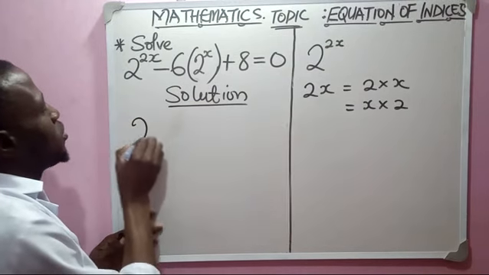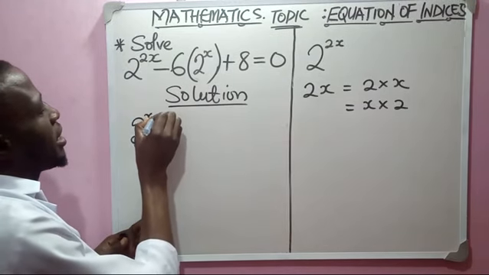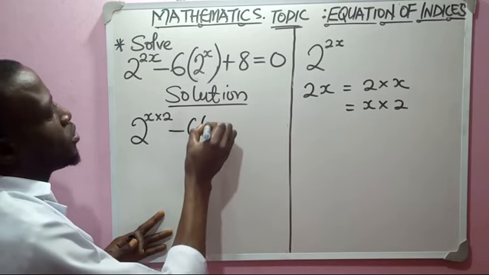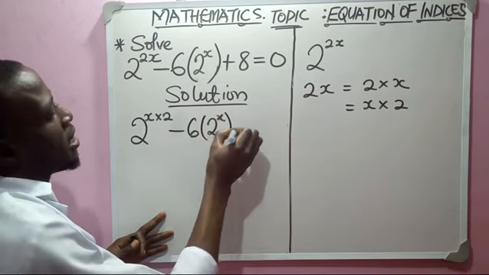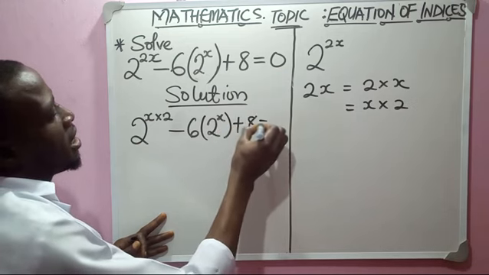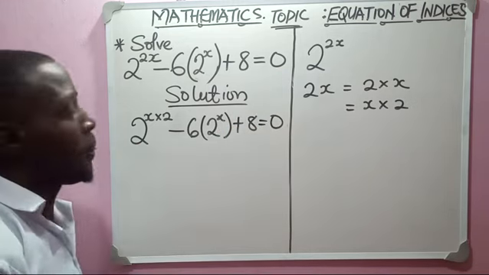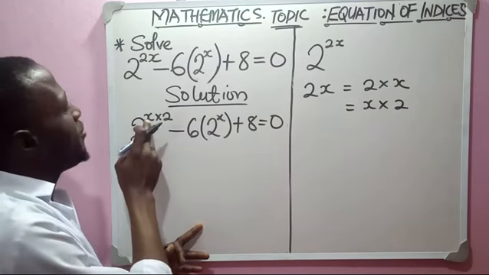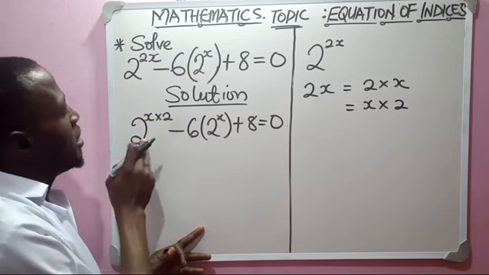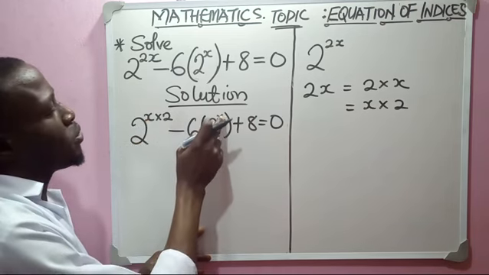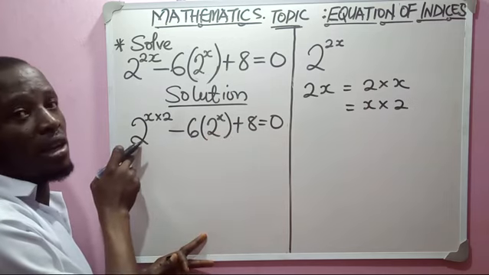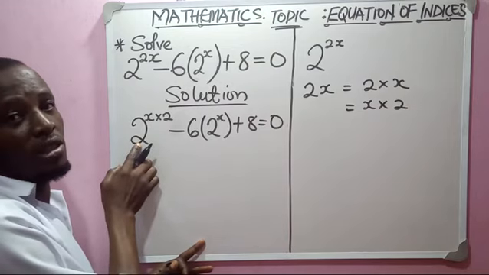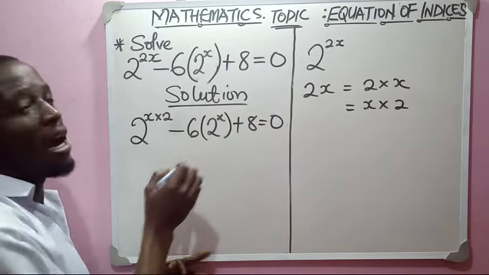That is 2 raised to power x times 2 minus 6 into 2 raised to power x plus 8 equals 0. Now, the reason I flipped these two is so that I will have 2 raised to power x present here. As you can see, I have 2 raised to power x here. I also have it here. But I can't go further.